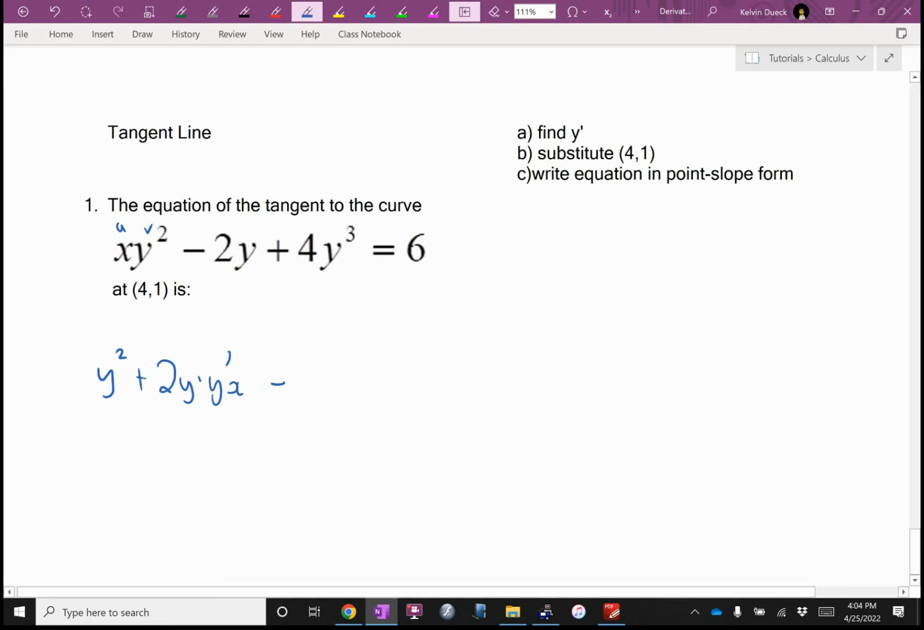What's the derivative of 2y? 2 times y prime. Right? Plus, what's the derivative of 4y cubed? 12y squared times y prime. That equals 6. Let's get all the y primes to one side. I think this has a y prime, this has a y prime, this has a y prime, this does not.